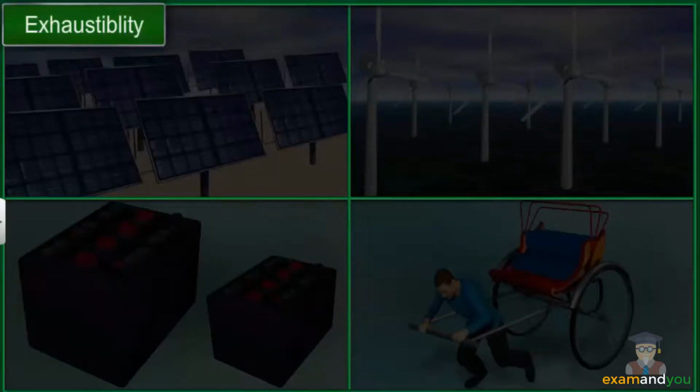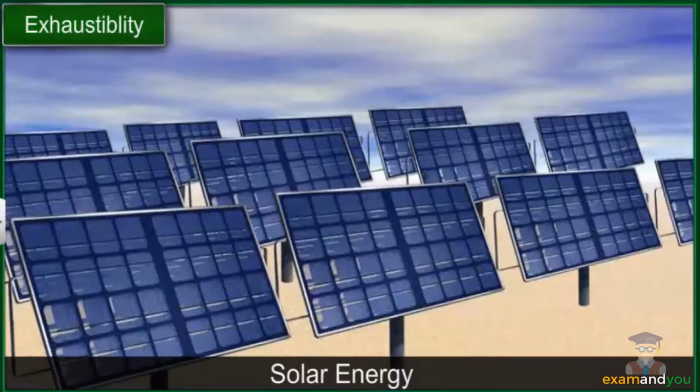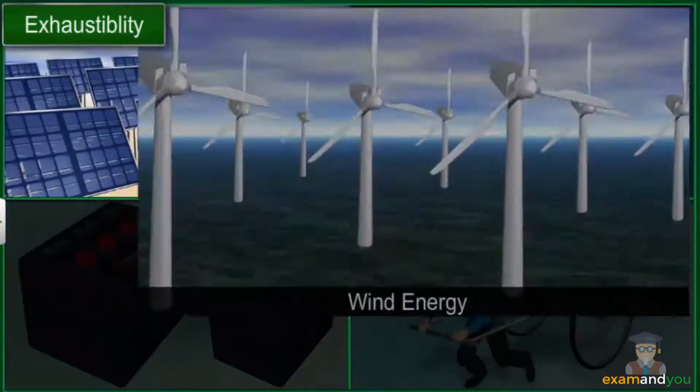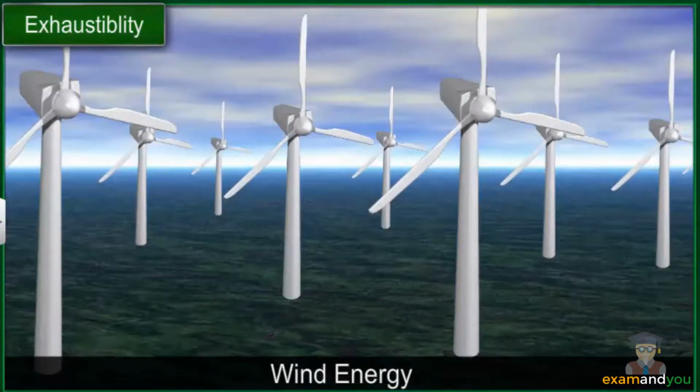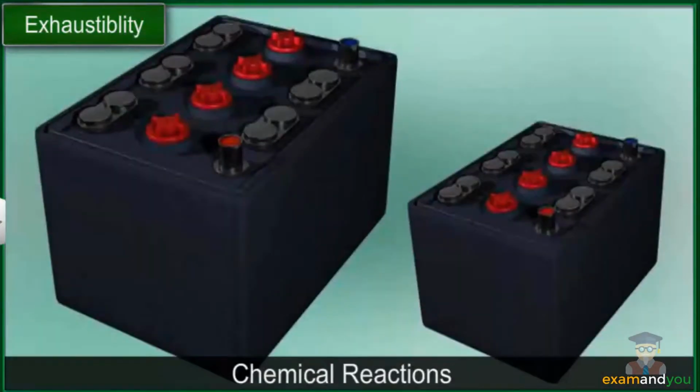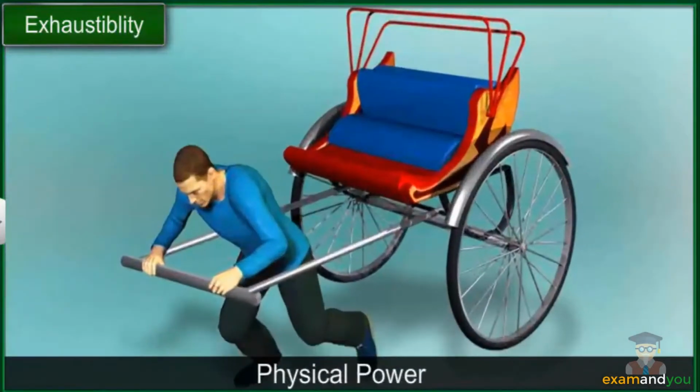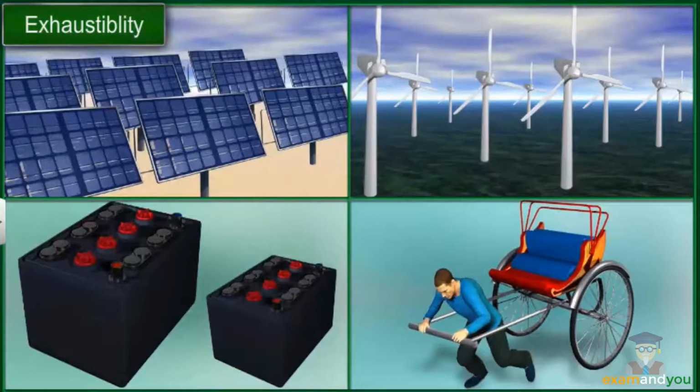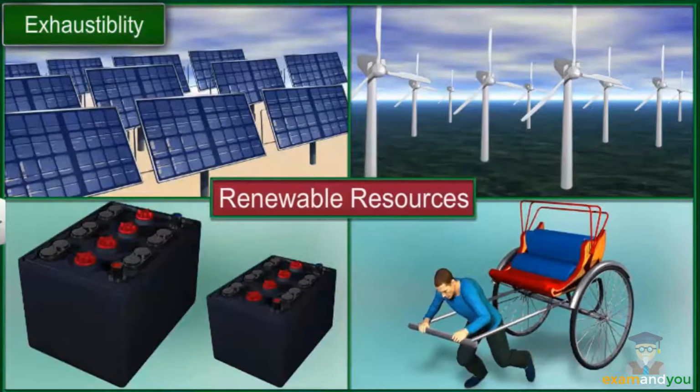Resources can also be classified based on whether they can be regenerated or lost forever once used. Resources like solar and wind energy, reversible chemical reactions, and physical power, which can be regenerated once used, are called renewable resources.